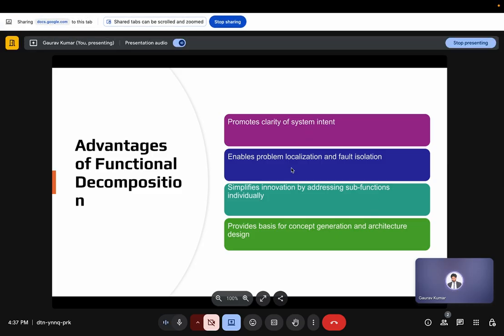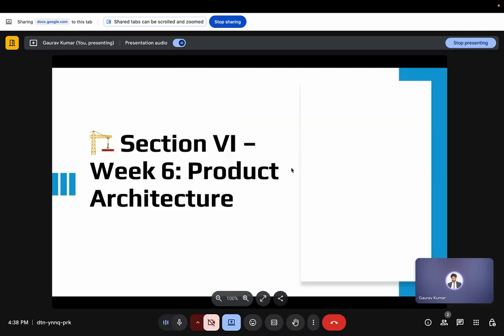Now moving towards the next section, week 6. Here we will see product architecture. We will see the meaning of product architecture, modular versus integral architecture, and interface definitions and design strategy. So these are the things we will see over here.